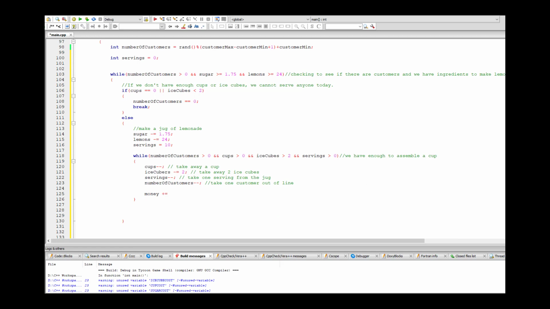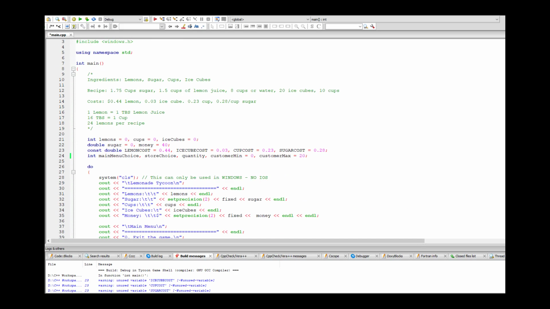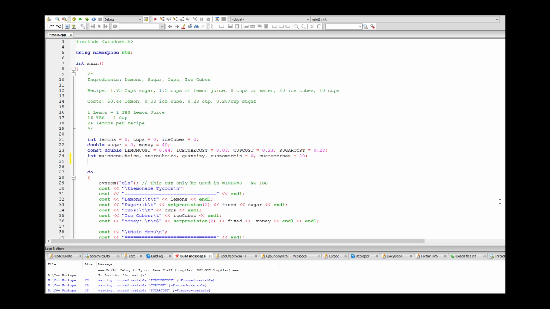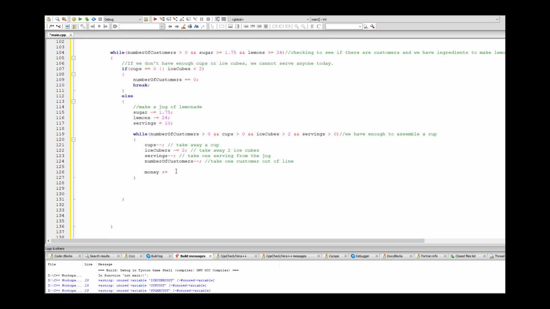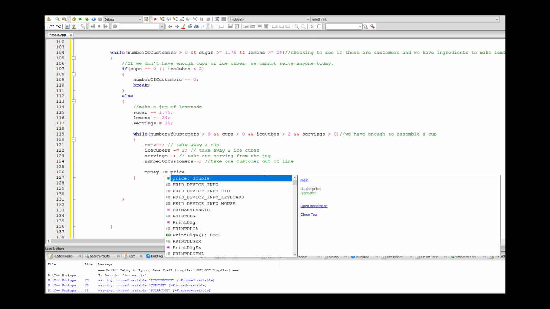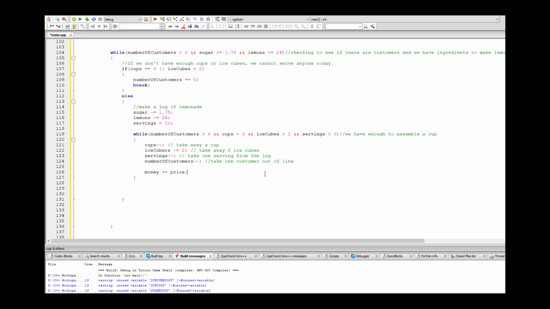So money is we're gonna add some money on. And do we have a cost yet? Let's see here. Price? Nope. Okay. What we'll do is we'll just say double price is equal to, I don't know, let's set it to be 1.5. Okay, $1.50 per cup. All right. We might have to tweak that a bit to figure out exactly how much everything costs, and if that actually makes sense. But let's just put it in there for now. Money, you add the price to the money.